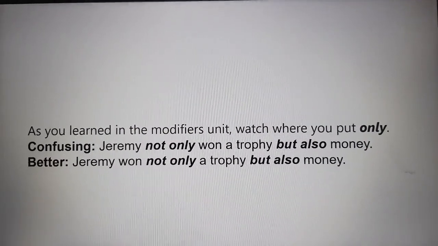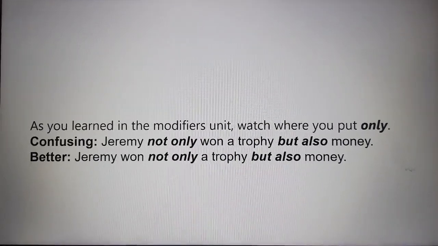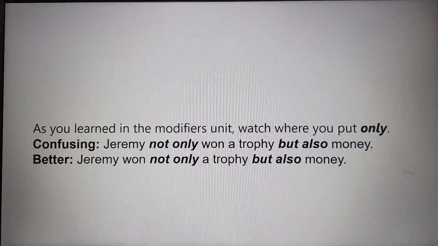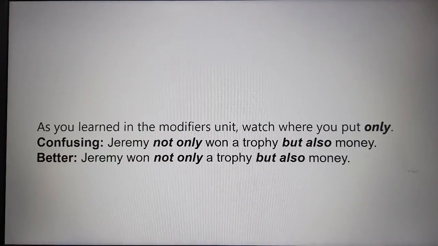As you learned in the modifiers unit, watch where you put only. So be careful where you use only, where it would be confusing. Jeremy not only won a trophy but also money. Or: Jeremy won not only a trophy but also money.